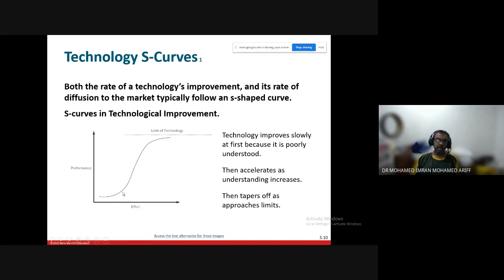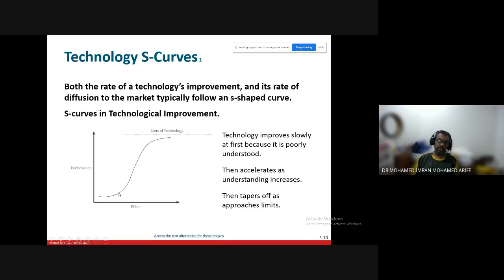Okay, and this goes up through technology. Technology improves slowly at first because it's poorly understood. Then it accelerates as understanding increases. Then it tapers off and approaches a limit. That means this is over technology.